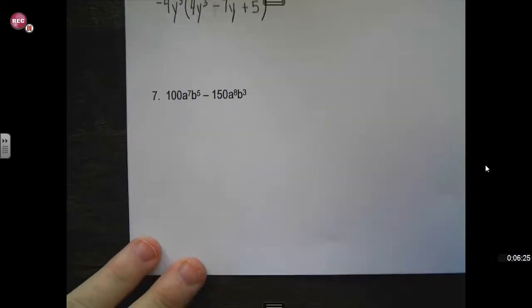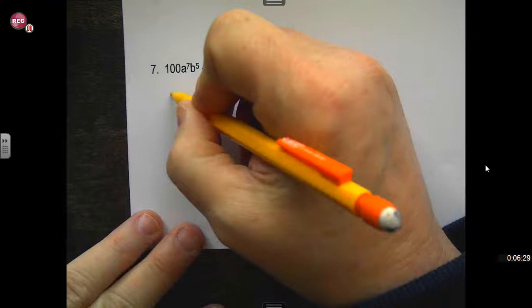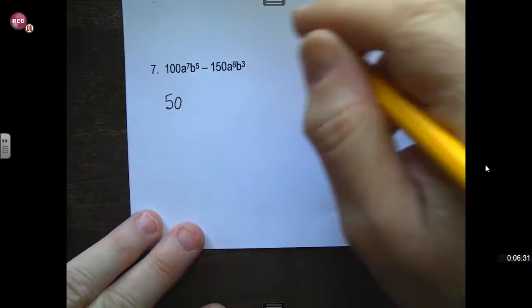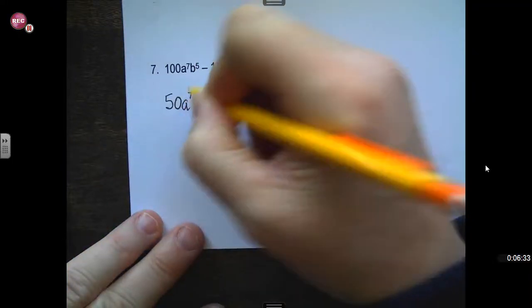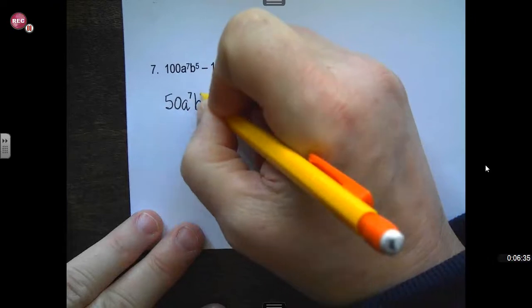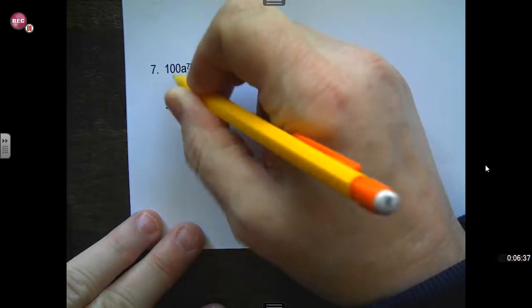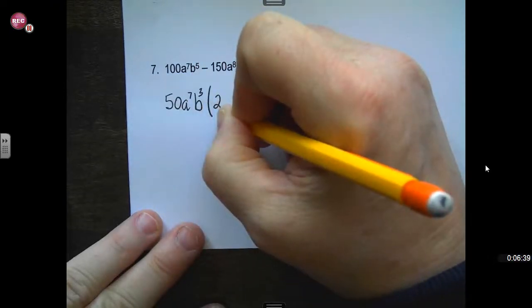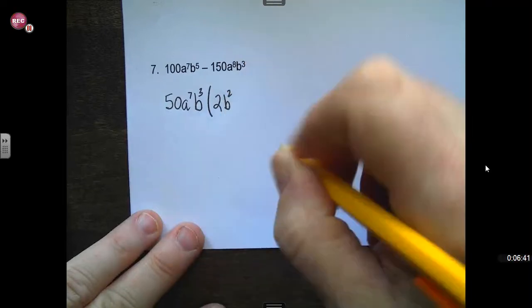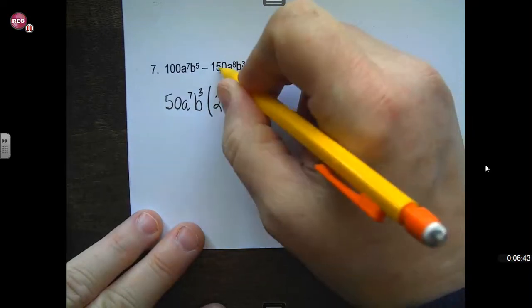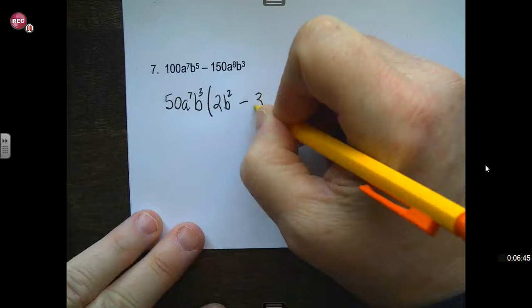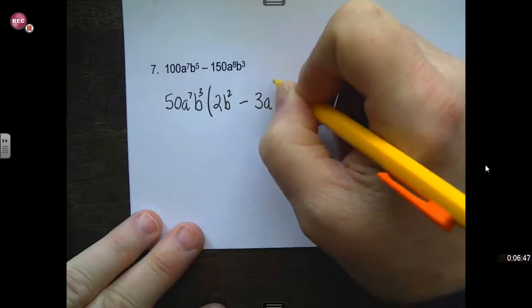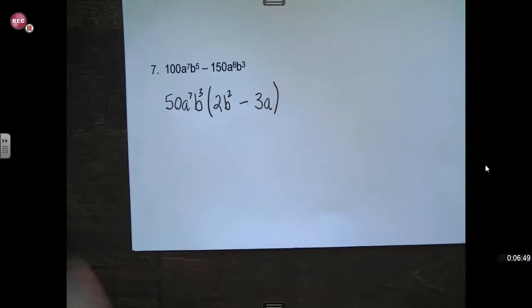I think my next greatest common factor here is 50, and then a to the 7th, b to the 3rd. 100 divided by 50 is 2, so I'll have a b squared there. 150 divided by 50 is 3, so I'll have an a there. That's it.